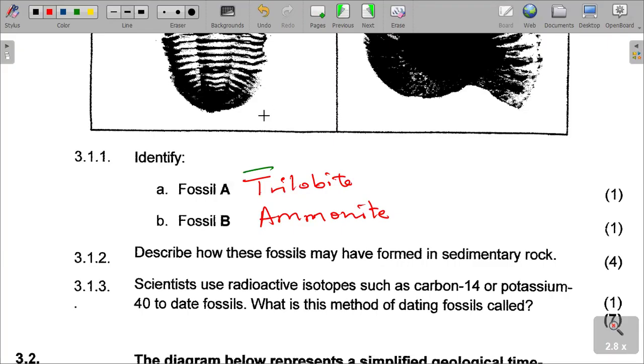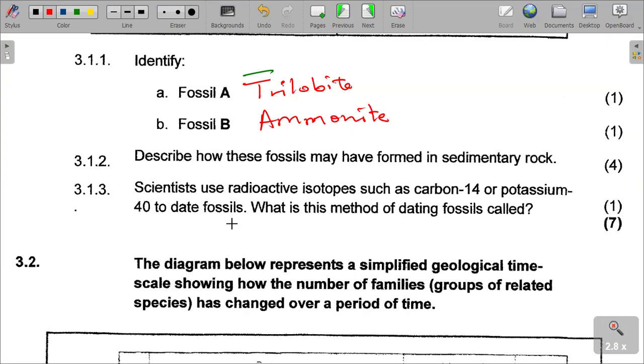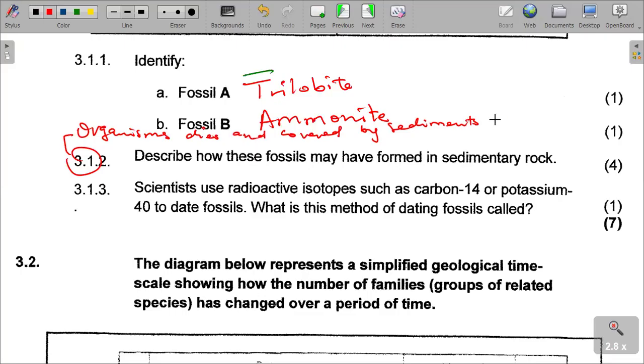So in this case, how they would have formed in sedimentary rocks. One question, 3.1.3: the organism dies and is covered rapidly by sediments. We are saying the organism dies and gets covered by sediments rapidly.